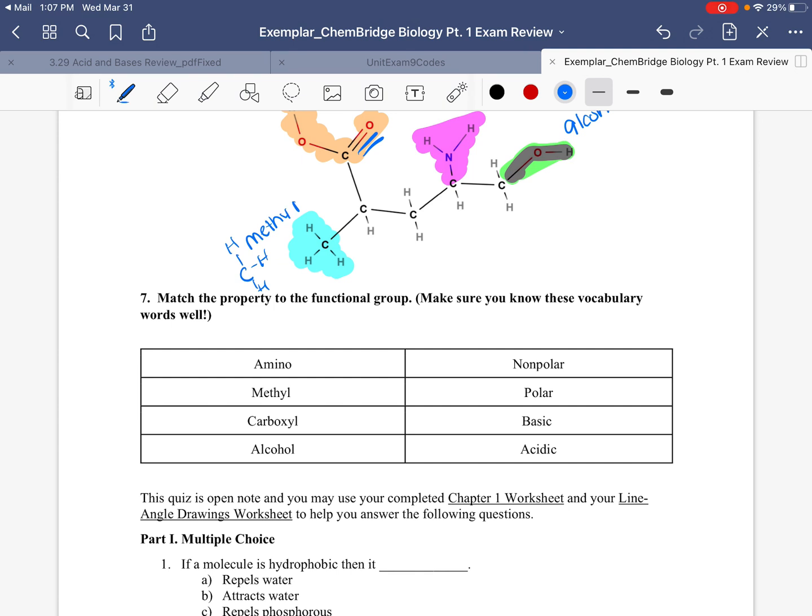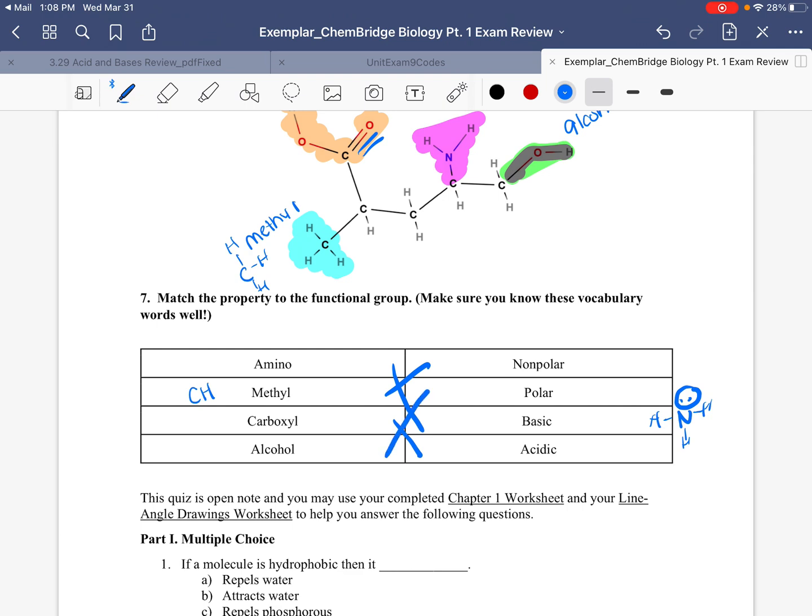So an amino, if you look under amino, this one is a base. It has basic properties. Why does amino have basic properties? That lone pair on the nitrogen is actually a hydrogen acceptor. So that is why it has those basic properties. Methyl is non-polar. It is a hydrocarbon. It just has carbons and hydrogens. They do not mix with water. They don't want anything to do with water. So they are non-polar. Next we have carboxyl. Just within the name, it is an acid. And then alcohol has that OH, so it makes it polar.